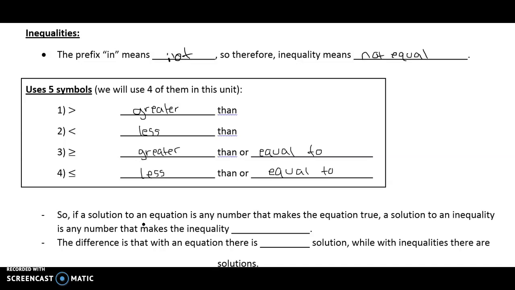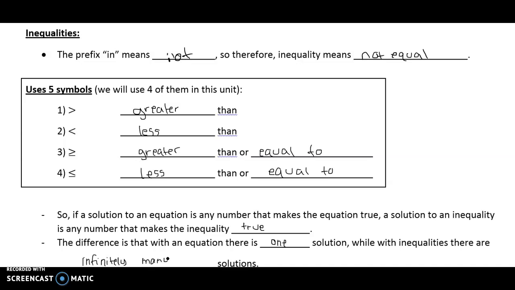So if a solution to an equation is a number that makes the equation true, like x equals 2, if we plugged in 2, the equation would work. A solution to an inequality is any number that makes the inequality true. The difference with an equation is there's only one, typically. We do have no solutions every once in a while, but typically one, like x equals 5, whereas with inequalities there are infinitely many.